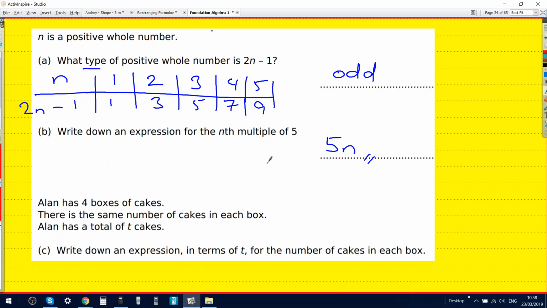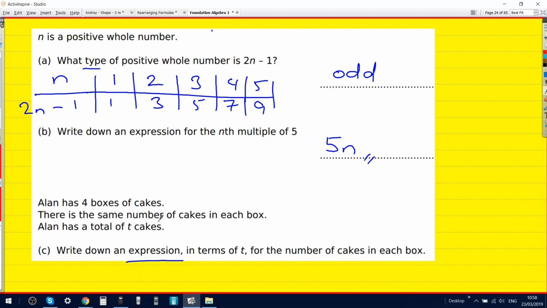And C. Right. So 4 boxes, same number of cakes in each box, and has a total of T cakes. In terms of T, so T equals... So the same number of cakes in each box, and there are 4. You need to work out the number. So would it be T equals 4 times? No, I'm not sure. I know it's T equals 4 something, but I'm not sure after that. Expression means there's no equal sign. Oh, so it's 4T.